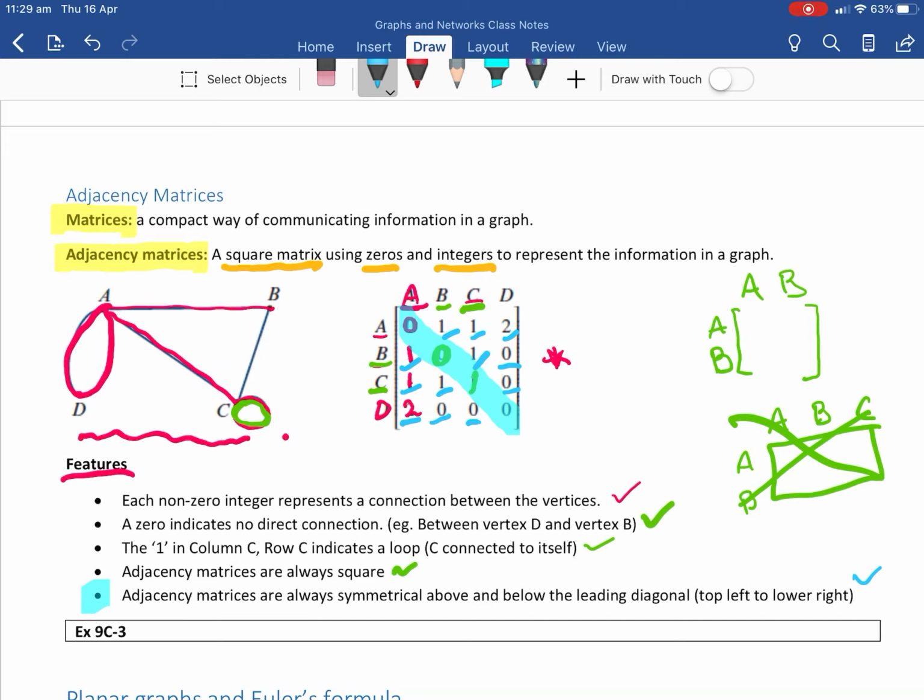Just in summary, an adjacency matrix is a different way of communicating information from a graph.